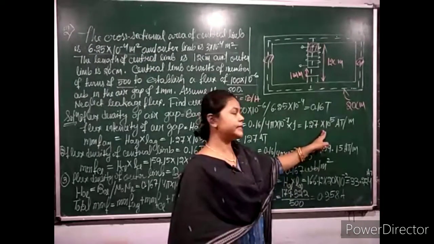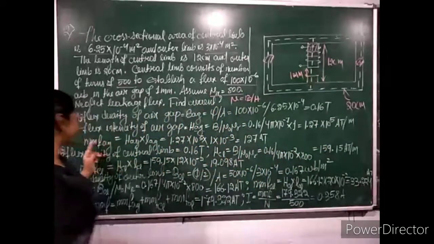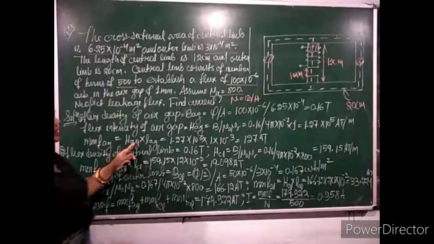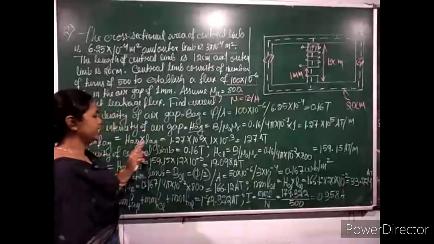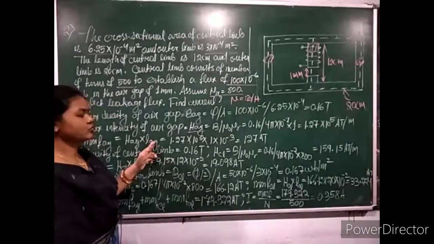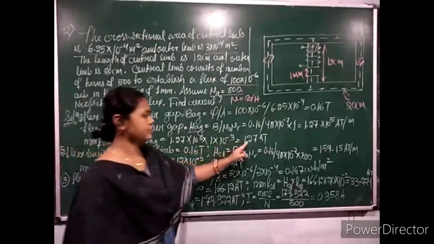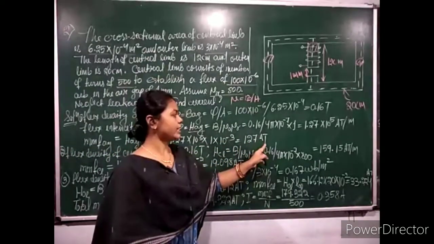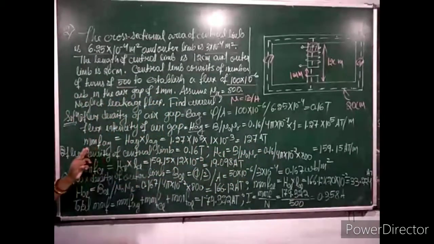Then you calculate the MMF of the air gap. You know that the MMF formula is the product of flux intensity into length of the magnetic circuit. You put these values, and the length of the air gap is 1 mm, which gives the result of 127 ampere turn.